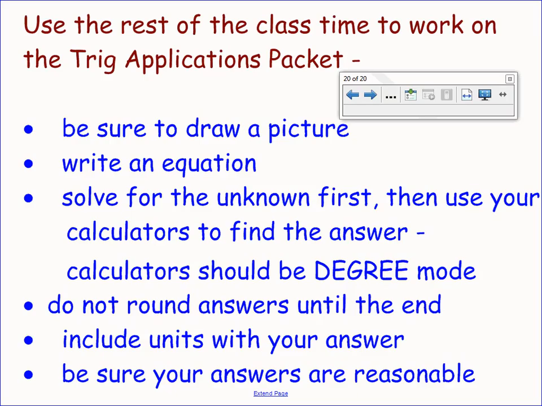You're going to solve for the unknown first, and then use your calculators last to find the numerical answer. Calculators should be in degree mode. Don't round your answers until the very end, so you don't lose accuracy. Include units with your answer. For a real-life problem in context, you're going to have units in the problem. And be sure your answers are reasonable.